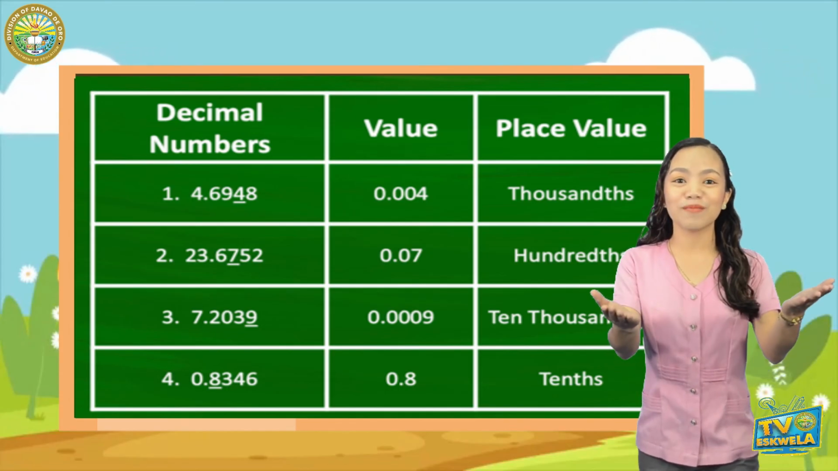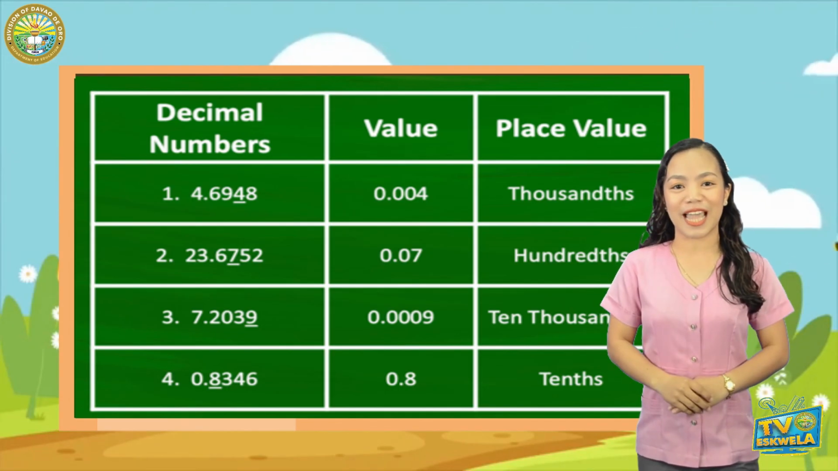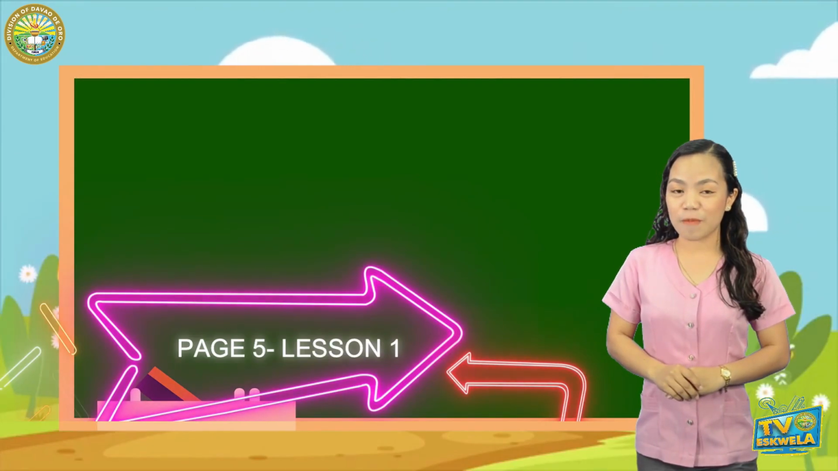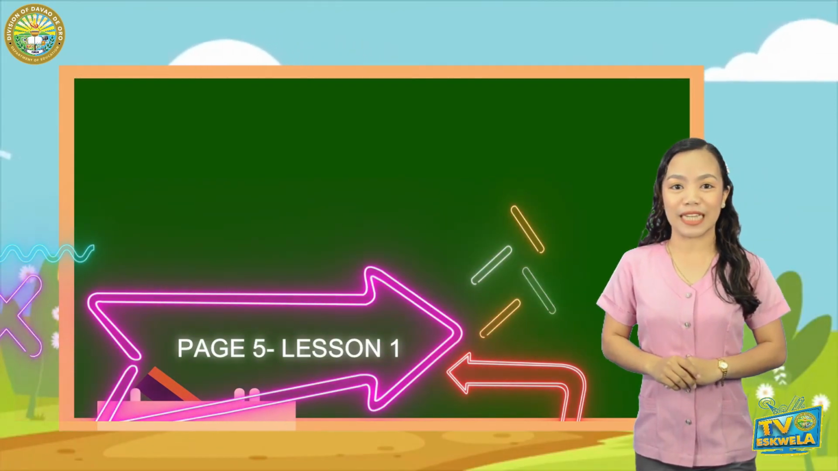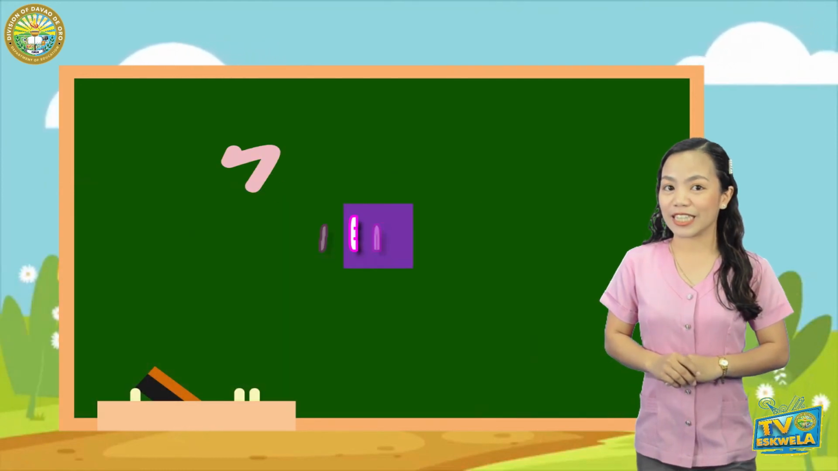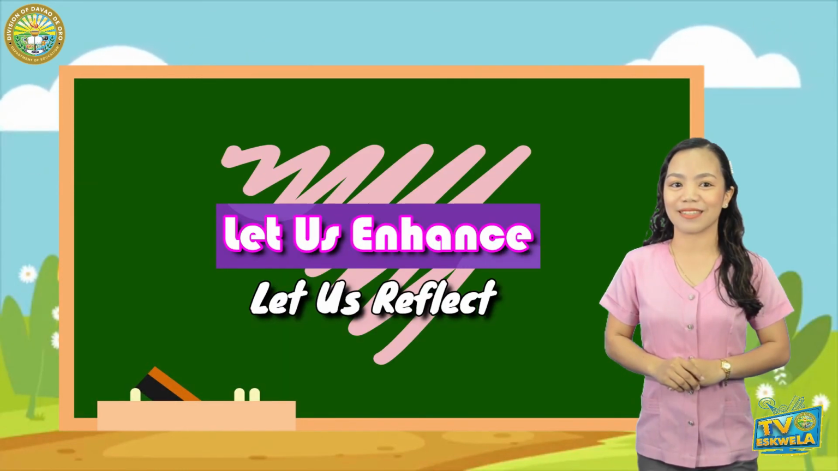Now, it's time to do your activities by yourself. On page 5, answer the remaining activities for Lesson 1, Let Us Enhance, and Let Us Reflect. I hope that you shall observe honesty and integrity in doing the tasks and checking your answers. Your scores shall tell you how much you have learned. Remember to finish the task at hand before proceeding to the next.